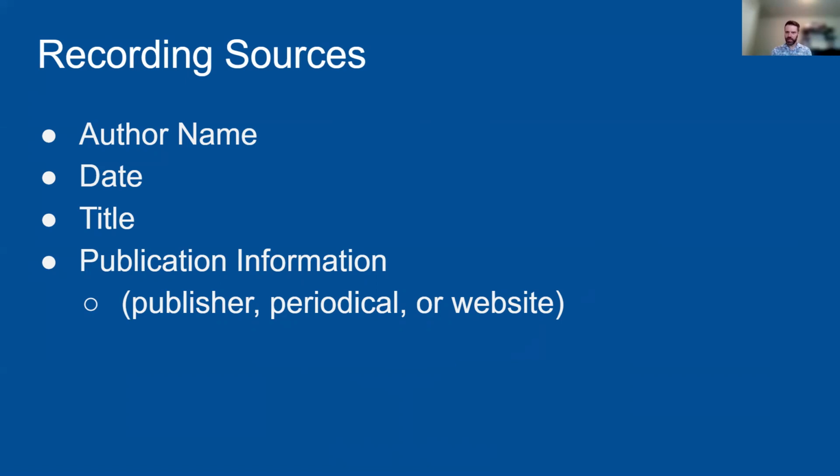And then lastly, the publication information. Now this differs depending on the type of source. If it's a book, we want to know the name of the publishing company. If it's a journal, we want to know which periodical, which magazine did it come from. If it's a website, then we want to know the name of the website and the URL, the website address. Okay, so those are the 4 pieces of information that you're going to need to collect this week for 2 written sources and for 2 oral sources.